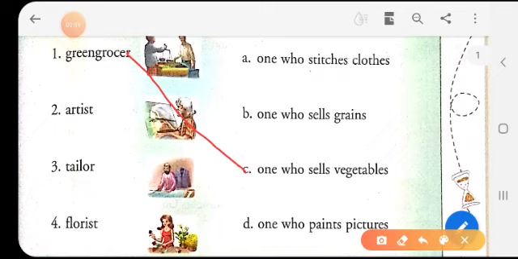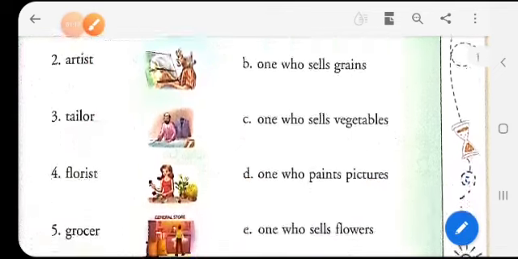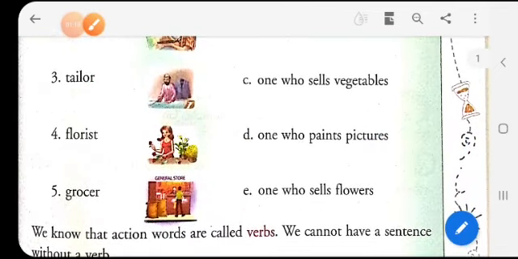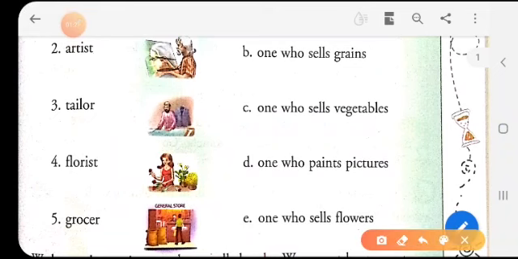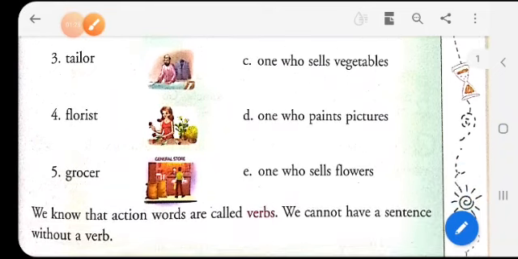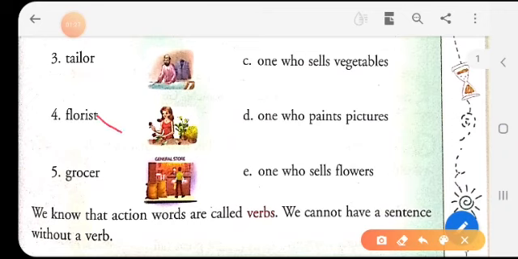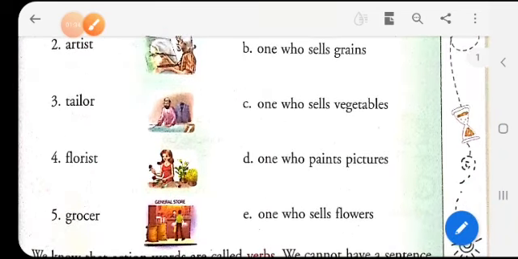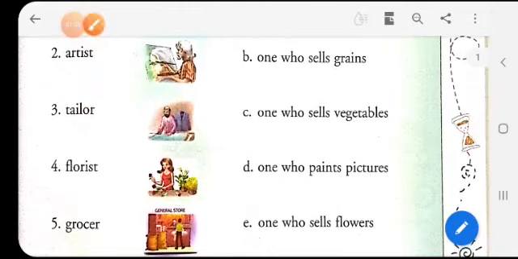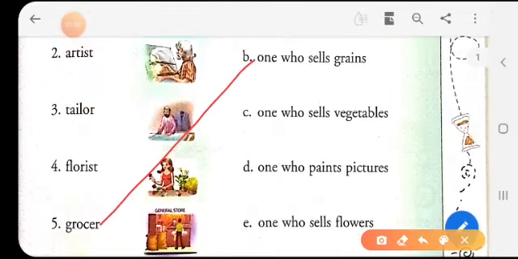Artist. Who is an artist? One who paints pictures. So he is an artist. Tailor. A tailor is one who stitches clothes. And florist. Let's see who a florist is. It is somewhere below. So who is a florist? One who sells flowers. And who is a grocer? A grocer is one who sells grains. So it goes with the answer over here, B.